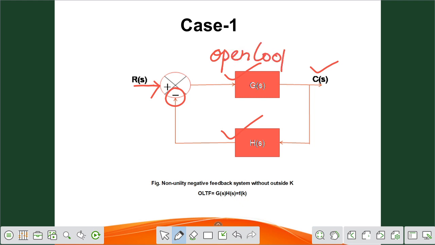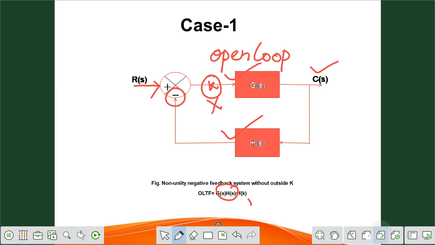Basically, what I want to represent here is a non-unity negative feedback system without outside K, where I am not representing the K outside of G of S. That means I am not representing K here. This is the first case. If in this case I am representing K, what is the open loop transfer function? The open loop transfer function will be G of S and H of S. This is a function of K basically.